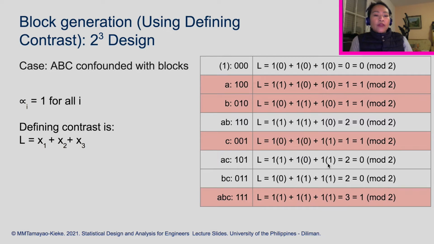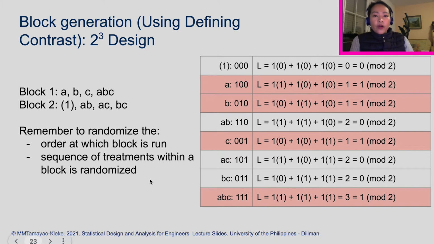Now, using this method, we would generate 2 groups of combinations. One group consists of those combinations with the same L modulus 2. So in this case, you have 1, AB, AC, and BC with the same L value, which is 0 modulus 2, while A, B, C, and ABC all have 1 modulus 2. Therefore, block 1 would contain A, B, C, and ABC. Block 2 would contain 1, AB, AC, and BC.